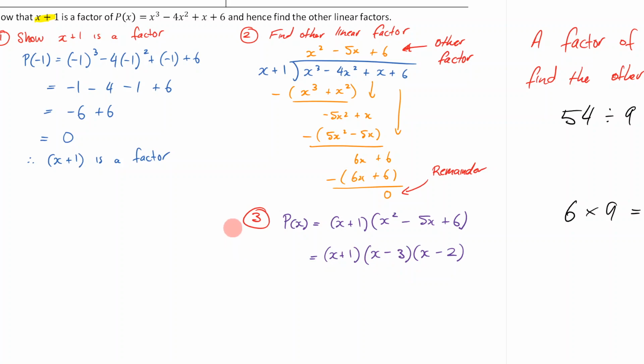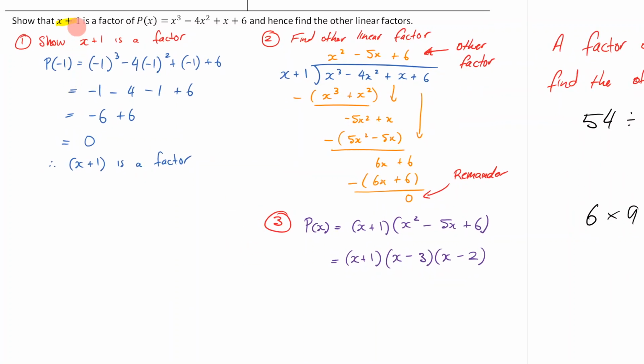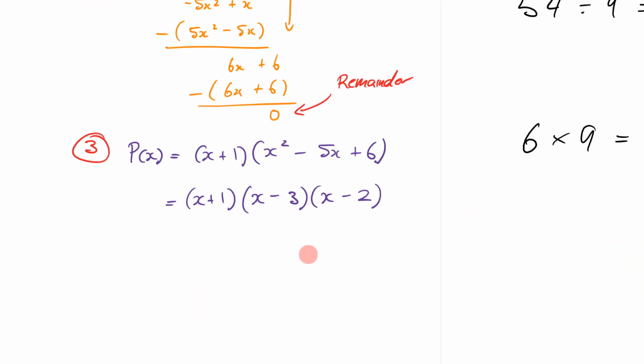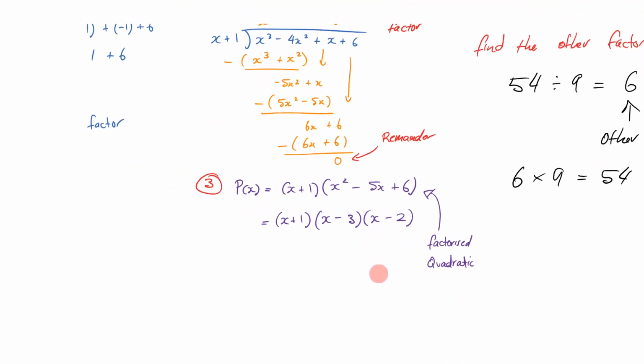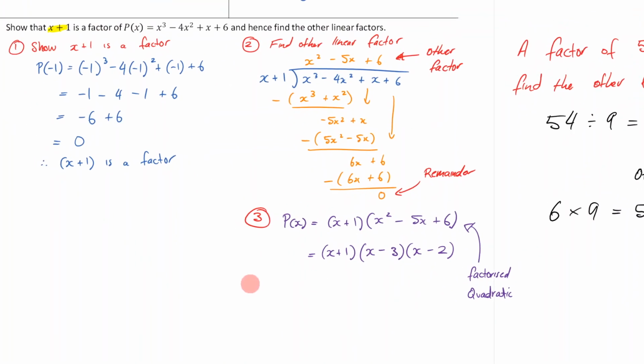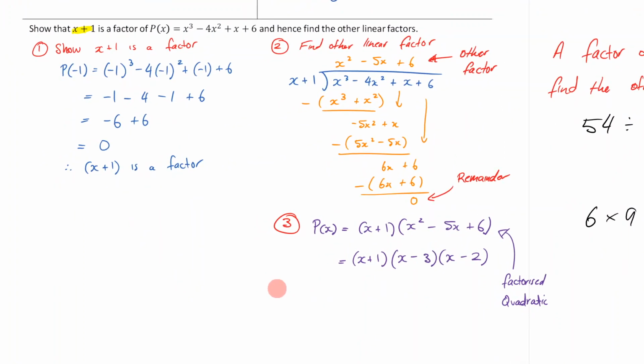So just to go through it again, I first showed that the first factor I was given was a factor by showing that it equals 0. Then I used that to divide my original polynomial to find my other factor. And then the last thing I did was factorize the quadratic. And that's how we approached it. So in those 3 steps, we have found the other linear factors.